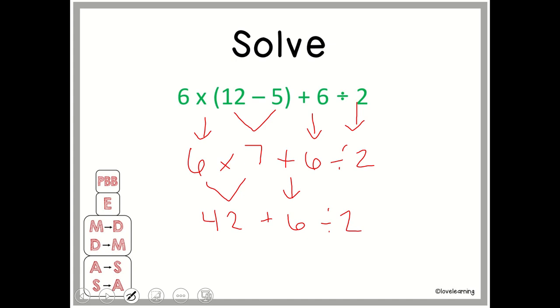And I see that with PEMDAS that I would need to do my division first. So 6 divided by 2 is 3. Bring down your 42 and your plus sign. And then I would look at 42 plus 3, which is 45. So the answer to our expression would be 45.